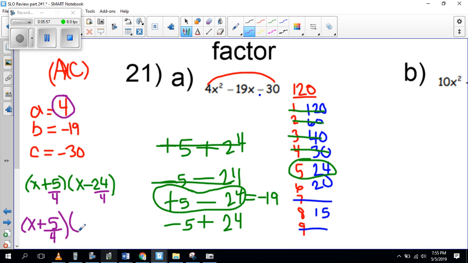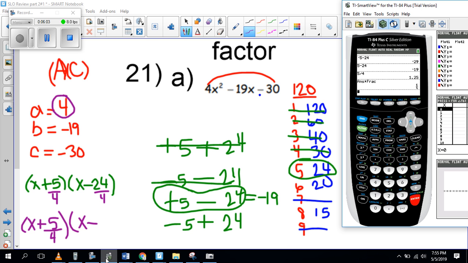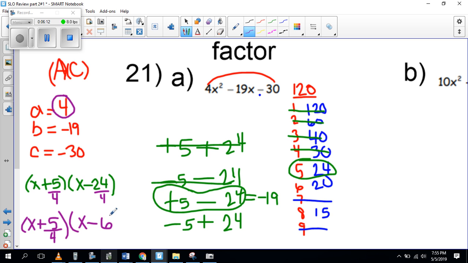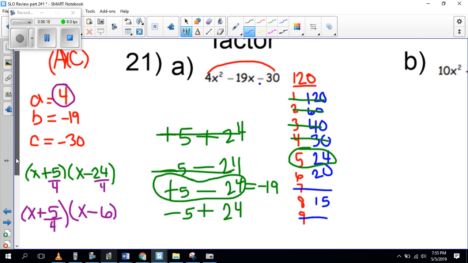Now we're going to do the next one, x minus 24 over 4. So I know it's going to be x and a negative. So let's do 24 divided by 4. Let's see what we get. We get 6. So what we want our answers to look like is x minus something or x plus something. We don't want a fraction.